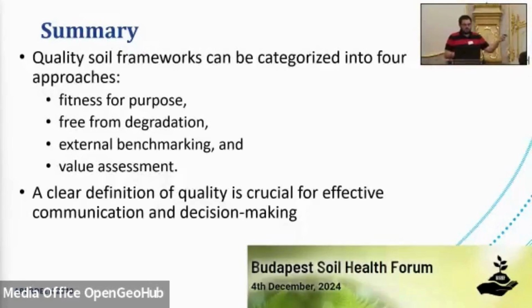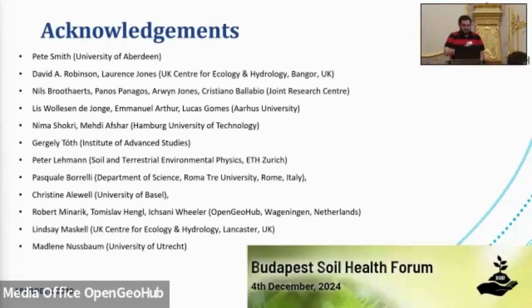And it all comes back to making sure that a clear definition of quality is important, because we're all about discussing future ways for looking at better soil health, and AI, I think, will be a big factor in that, in a huge way, I'm sure. But effective communication and decision-making will be important in that regard. That is me at an end.